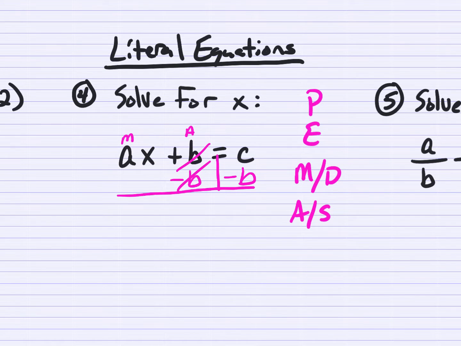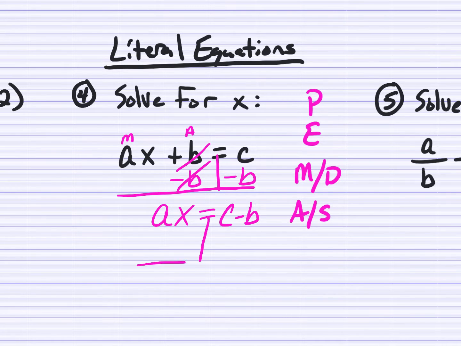Well, on the left-hand side, I'm going to bring down my a times x. And on the right-hand side, it says c minus b. Well, those are not like terms. I can't put them together. And that subtraction problem, I don't know what the answer is. C minus b, it could equal anything in the world. So I'm just going to leave it the way it is and write c minus b on the right-hand side.